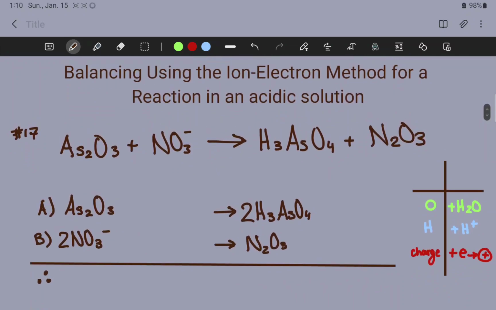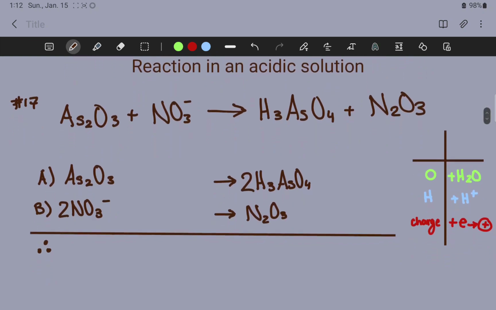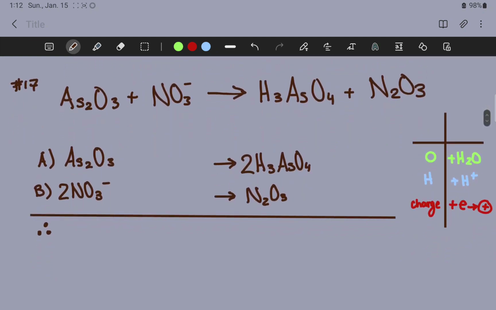Now going back and doing balancing using the ion-electron method for the reaction in an acidic solution. So here we go. So we have arsenic trioxide with a nitrate ion producing arsenic acid and dinitrogen trioxide. So I went ahead and put them into half reactions, right? This one has to potentially become this, and this one has to become this.